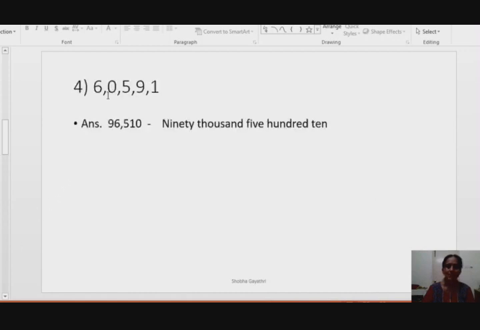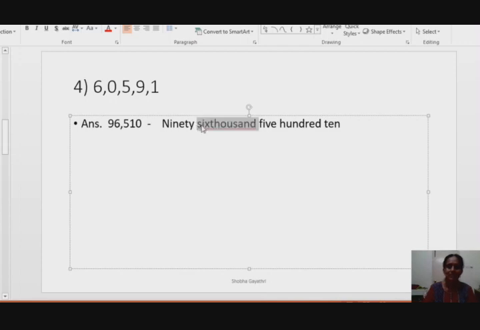Next question is very easy. 5 digits are given here. 60,591. Identify the greatest digit. 9. Next 6. Then 5, 1, 0. 96,510.